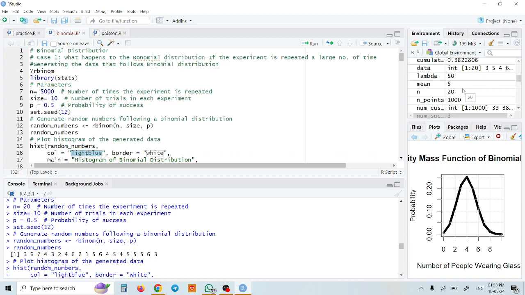In this video, I will be showing you how to find the various probabilities of binomial distribution using R and how it behaves with varying values of the parameters.